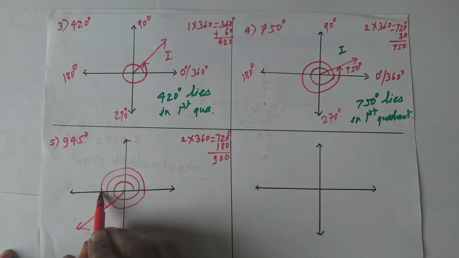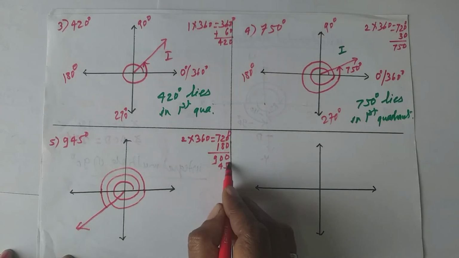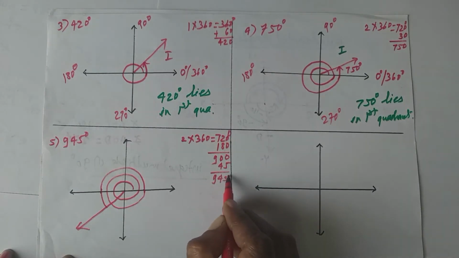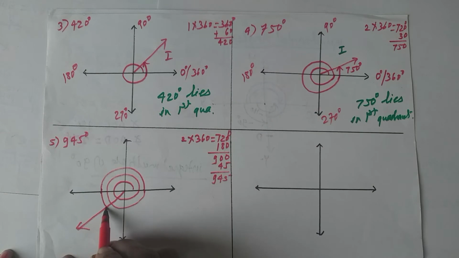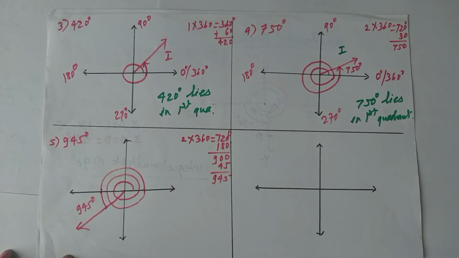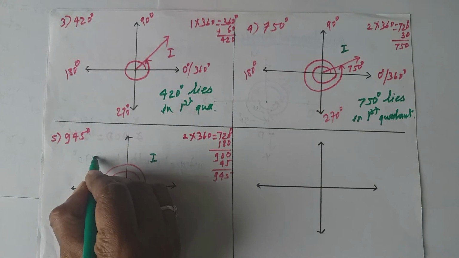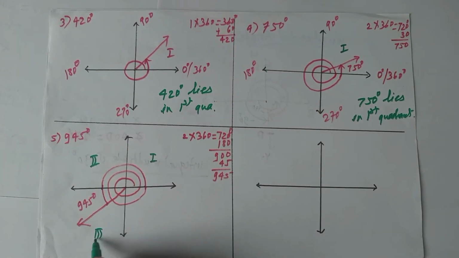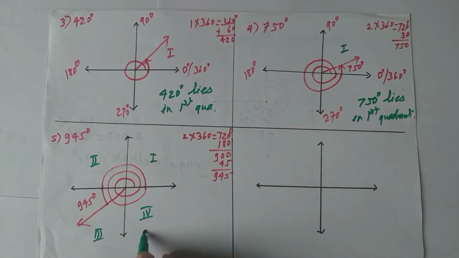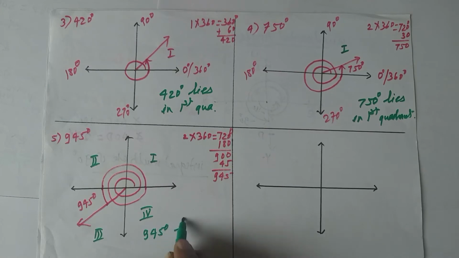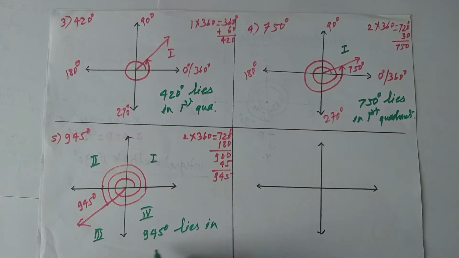Means in this way, after 2 complete rotations, I have moved 180 degrees. Adding 180 degrees to 720, that is 900. Again you add 45, then you will get 945. Means I have to move again 45 degrees ahead. Then I will get the angle of 945 degrees. And in which quadrant does this lie? See here, this is first, this is second, this is third, and this is fourth quadrant. Means 945 degrees lies in the third quadrant.